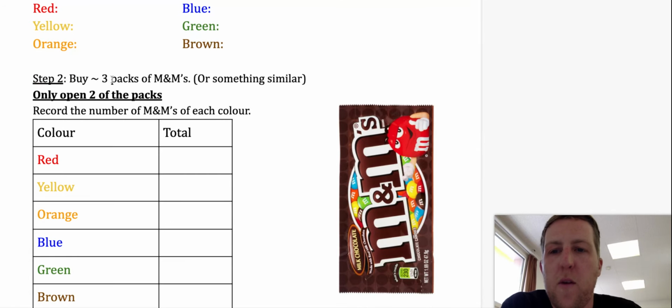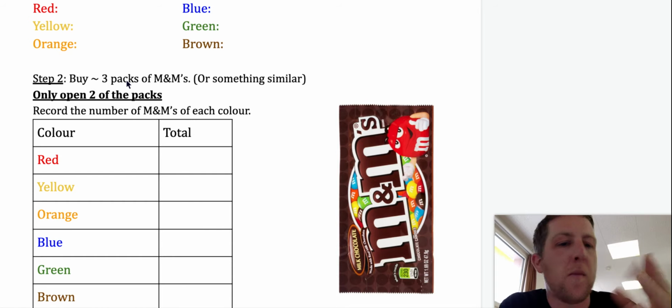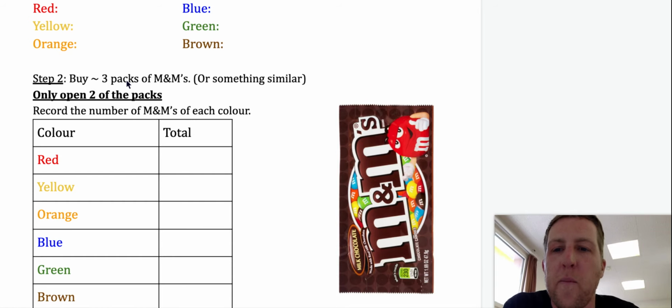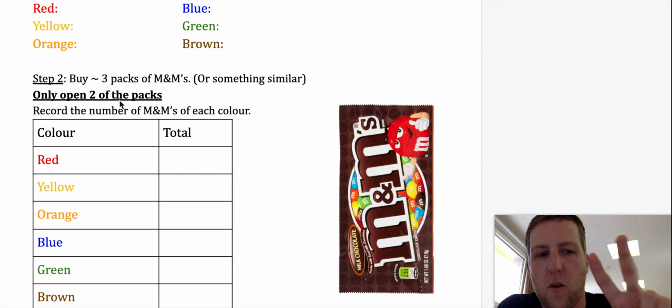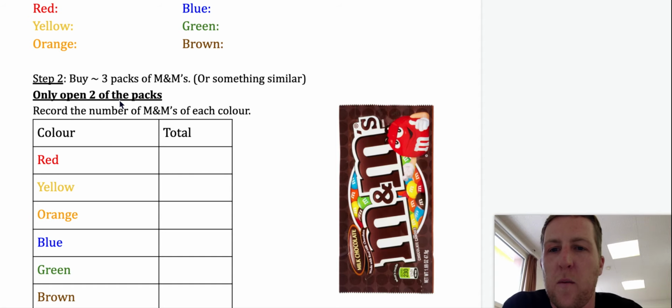Buy 3 packs or so. Maybe you want to buy more if you're a huge M&M's fan, but we're going to use 3 packs of M&M's or maybe Skittles or some other candy you have in your country. But I'm just using M&M's as an example. Open 2 of them. Don't open the third one. Leave it closed. So open 2 of these packs of M&Ms.